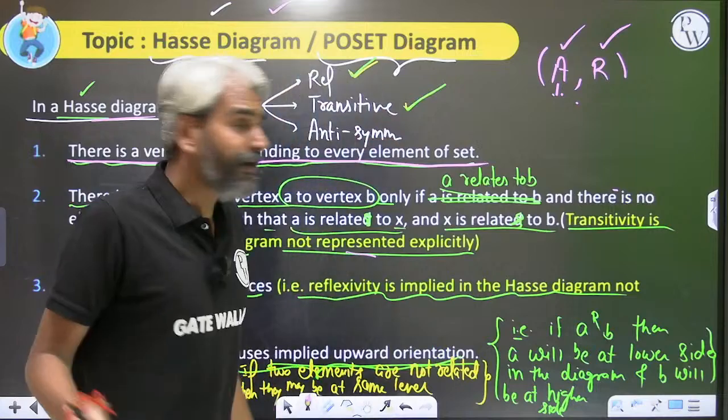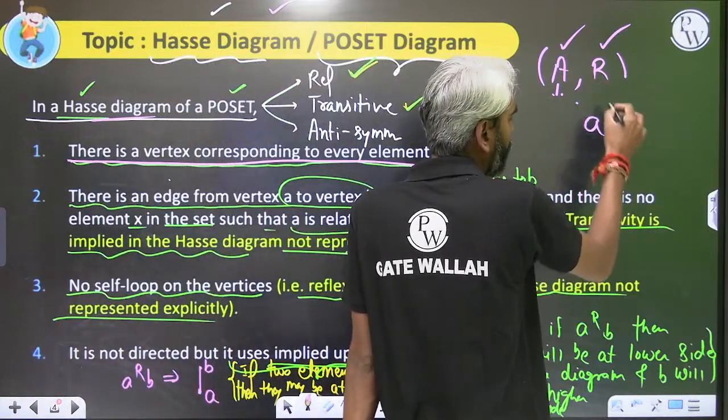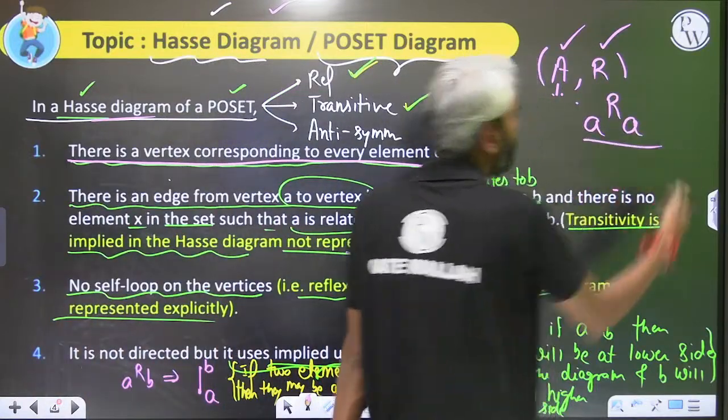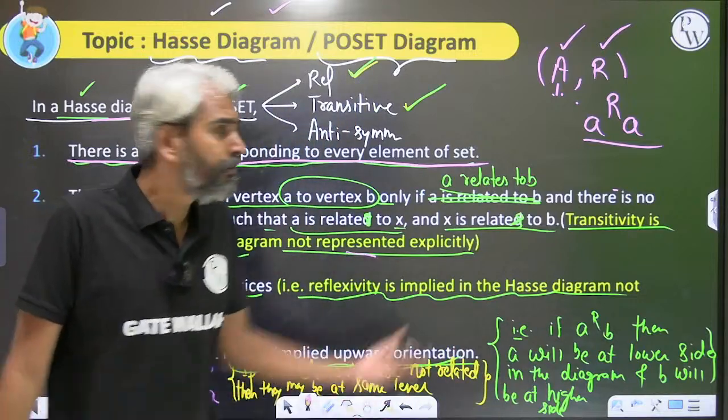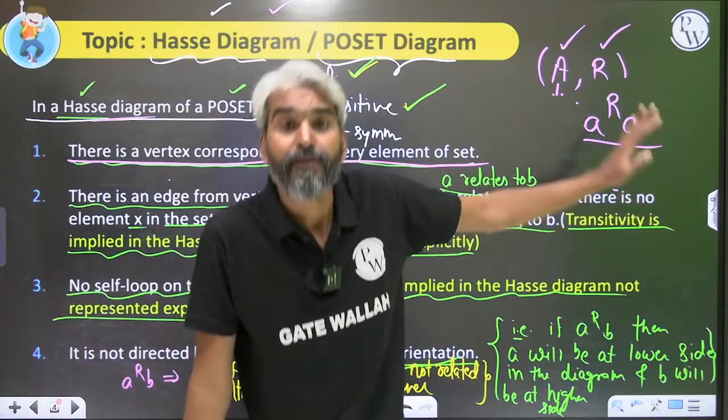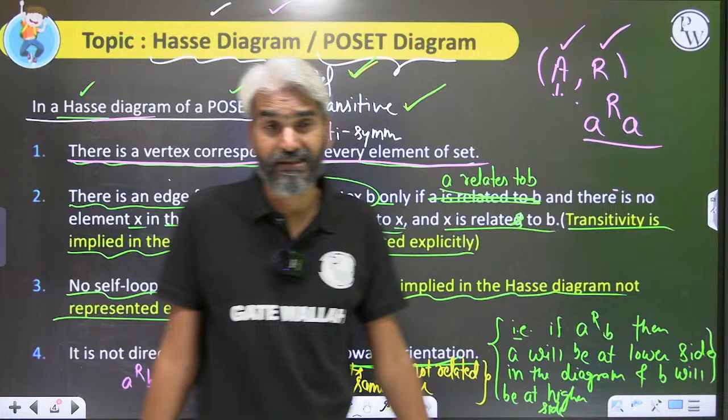Apart from that, sir, because relation R is reflexive, every element A will relate with A. So do we create an edge with respect to this relationship? No, we do not create an edge with respect to reflexivity.